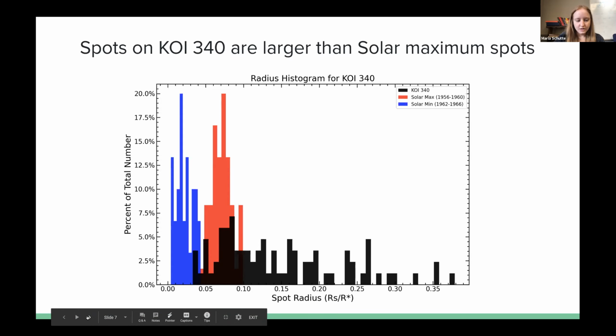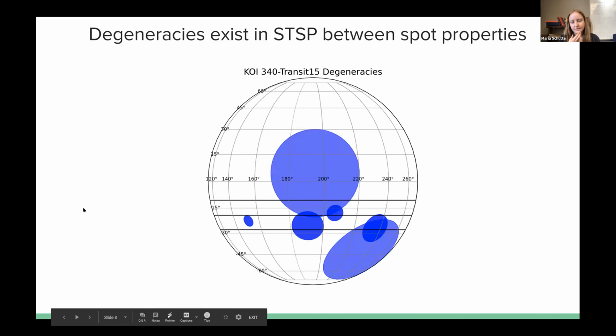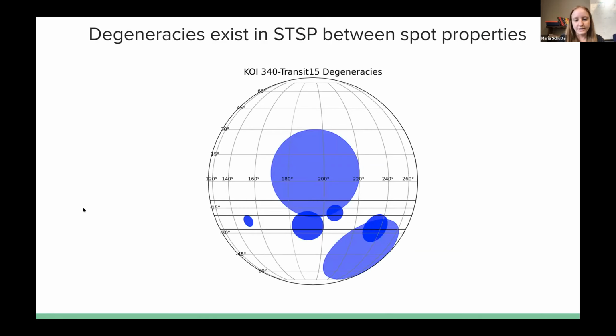It is important to note that there are degeneracies in STSP between spot properties, since what we're actually looking at is the chord crossing length. So we can get spots like this big one that appear to look the same in the light curve as these two smaller spots. Part of my work is going through and making sure that in each transit most of the spots are located mostly within the path of the planet, because that's where STSP is really sensitive.